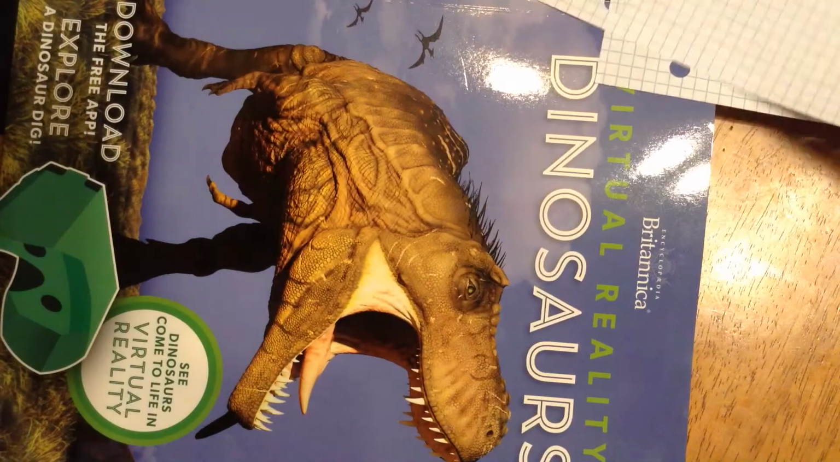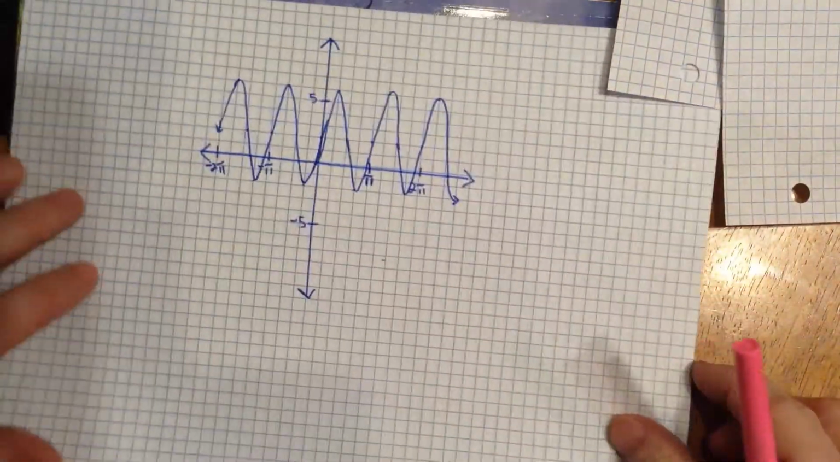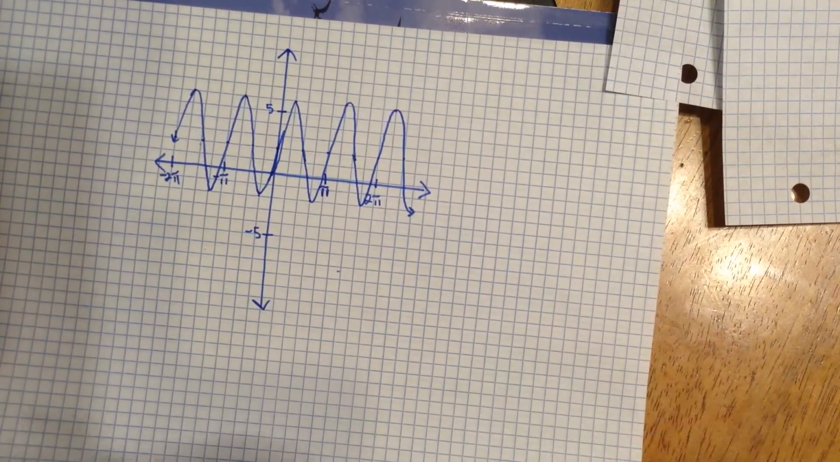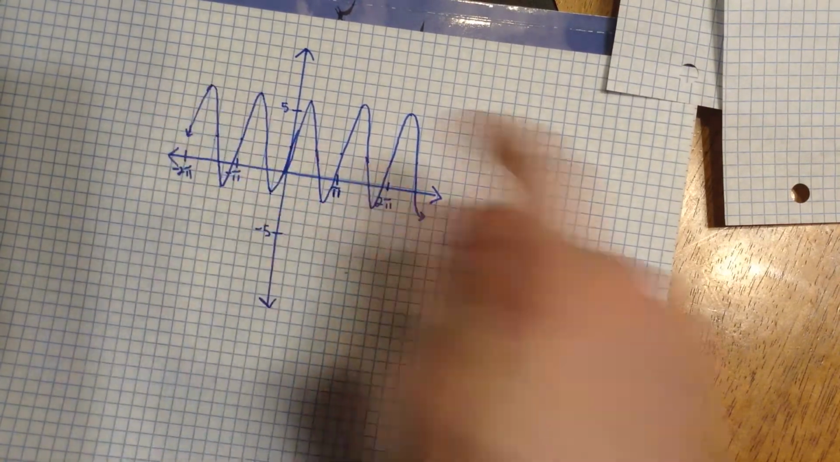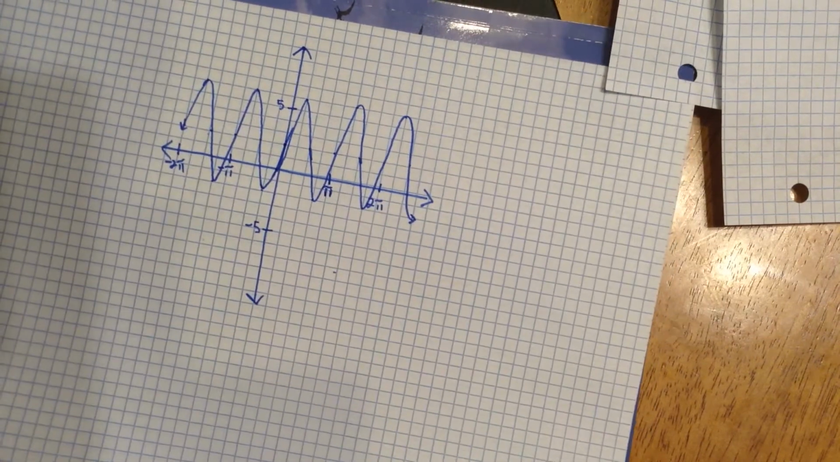Alright, one more to go. This time I'm going to give you a graph to start with. I'm going to say write a sinusoidal function that represents that graph. So when I say that, it could be sine or it could be a cosine. They're the same thing. It's describing the motion of the graph. It's not describing sine or cosine.